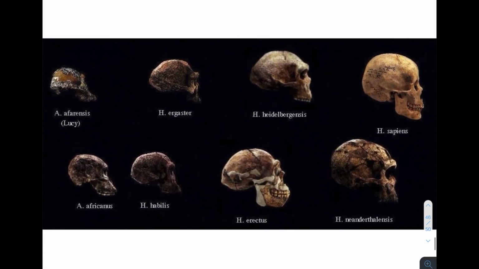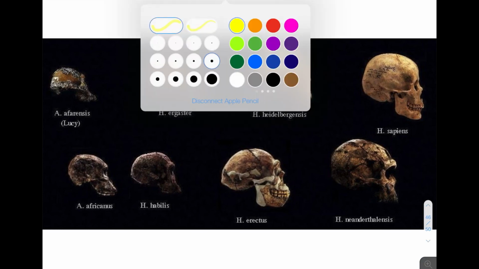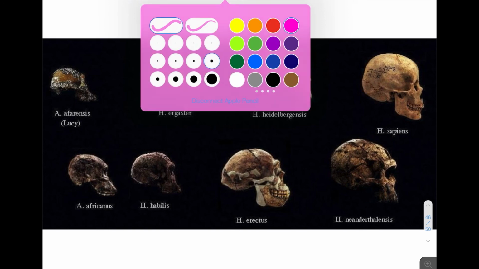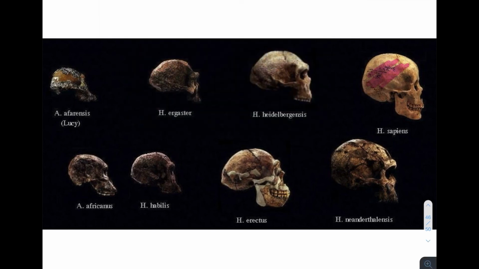The skulls give us an idea of how the brains changed and how the strength of the jaw changed. So in general, the skull became more delicate as we approach humans, and the brain case became larger. So you can look at, for example, the Homo sapiens skull here and notice how much larger that brain is compared to, for example, the Lucy skull.